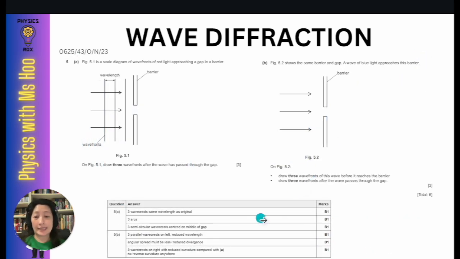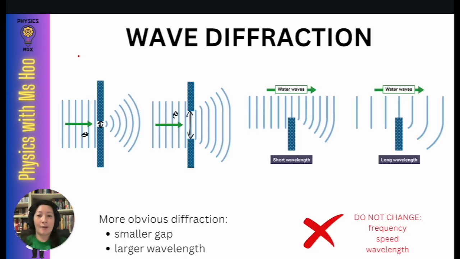So if you can see in the answer scheme, it is stated as such. Here in 5A, 3 semicircular wave crests. So you should have the circular waves. Whereas in B, 3 wave crests with reduced curvature. So if you're wondering, how do we tell which one is circular and which one's a plane wave? Well, that's why you need to know the factors.